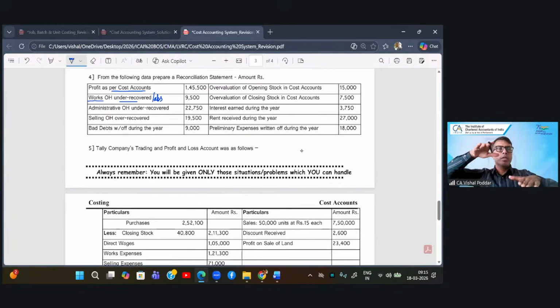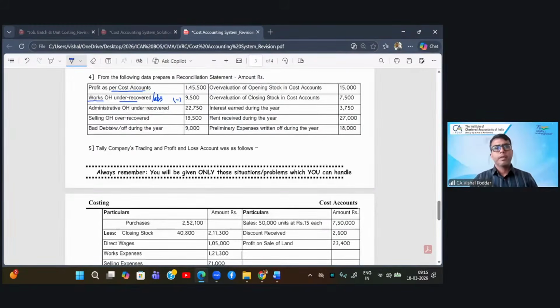Now from where are we doing the reconciliation? The starting point is profit as per my costing books. If profit is as per my costing books, this is my starting point, and I have to reach here. So what do I have to do? I have to come down. So I will subtract.